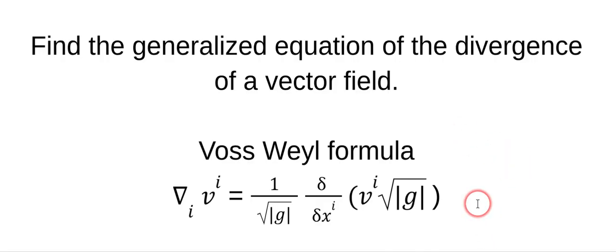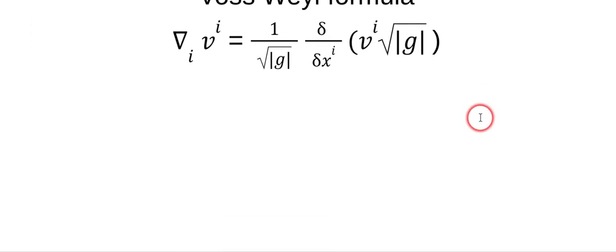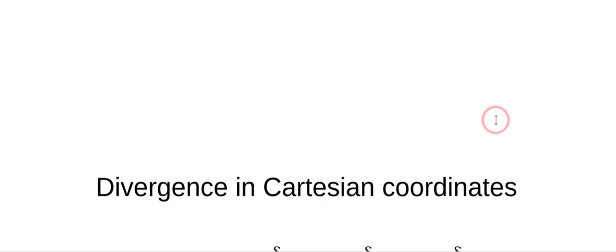So we've been working on the metric determinant. You see it shows up here. That's why we did that first, because I needed to understand what that was. All right, so let's quickly review what the divergence is in Cartesian coordinates.